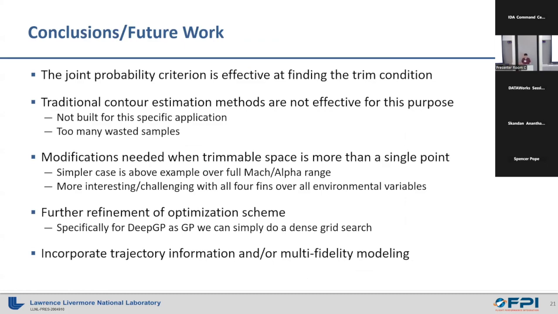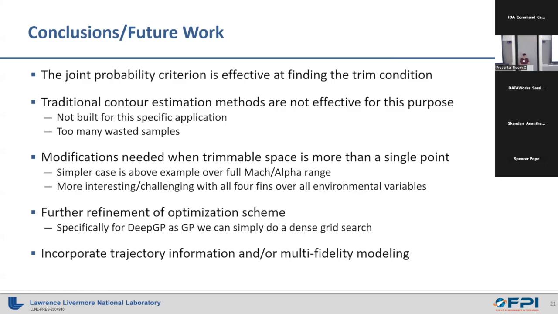So one of the things that I think is going to be interesting is extending this to the case where we're modifying this so that we're looking at more than just a single point, right? Then the crossover of these contours are going to be contours themselves. And in addition to that, it's also a larger space that you're exploring. So rather than just 2 or 3 parameters, we're going to be looking over 4 fins and additionally over the full range of the Mach alpha parameters.